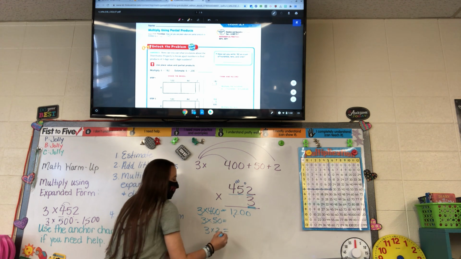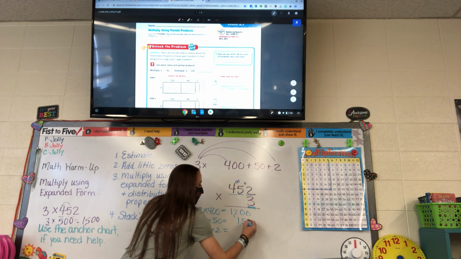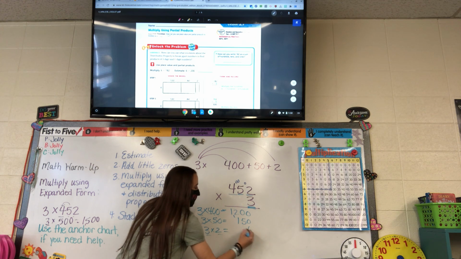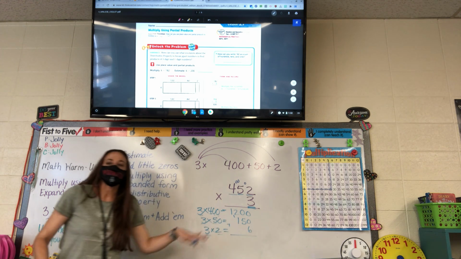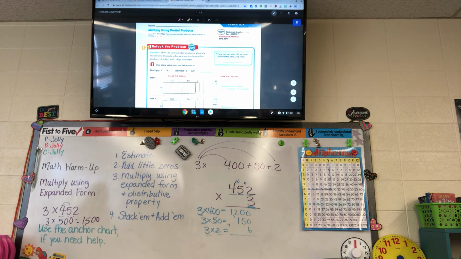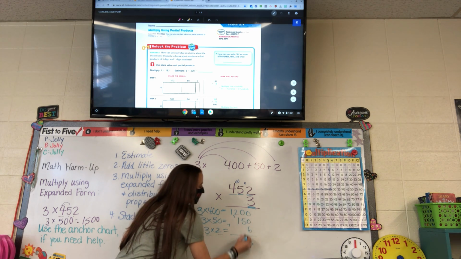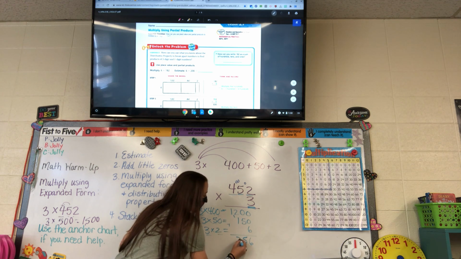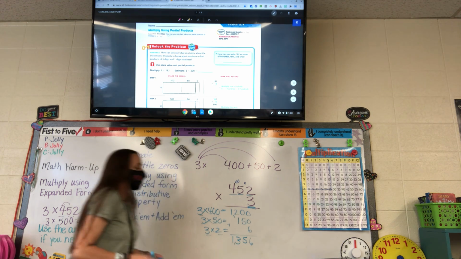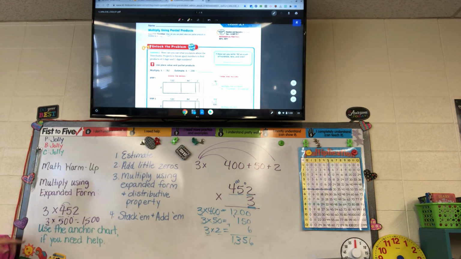3 times 5 is 15. 10. 3 times 2 is 6. Notice how I stacked them up as I went, correctly. Okay? 0 plus 0 plus 6 is 6. 0 plus 5 is 5. 2 plus 1 is 3. 1 plus... Okay. Is my answer reasonable?